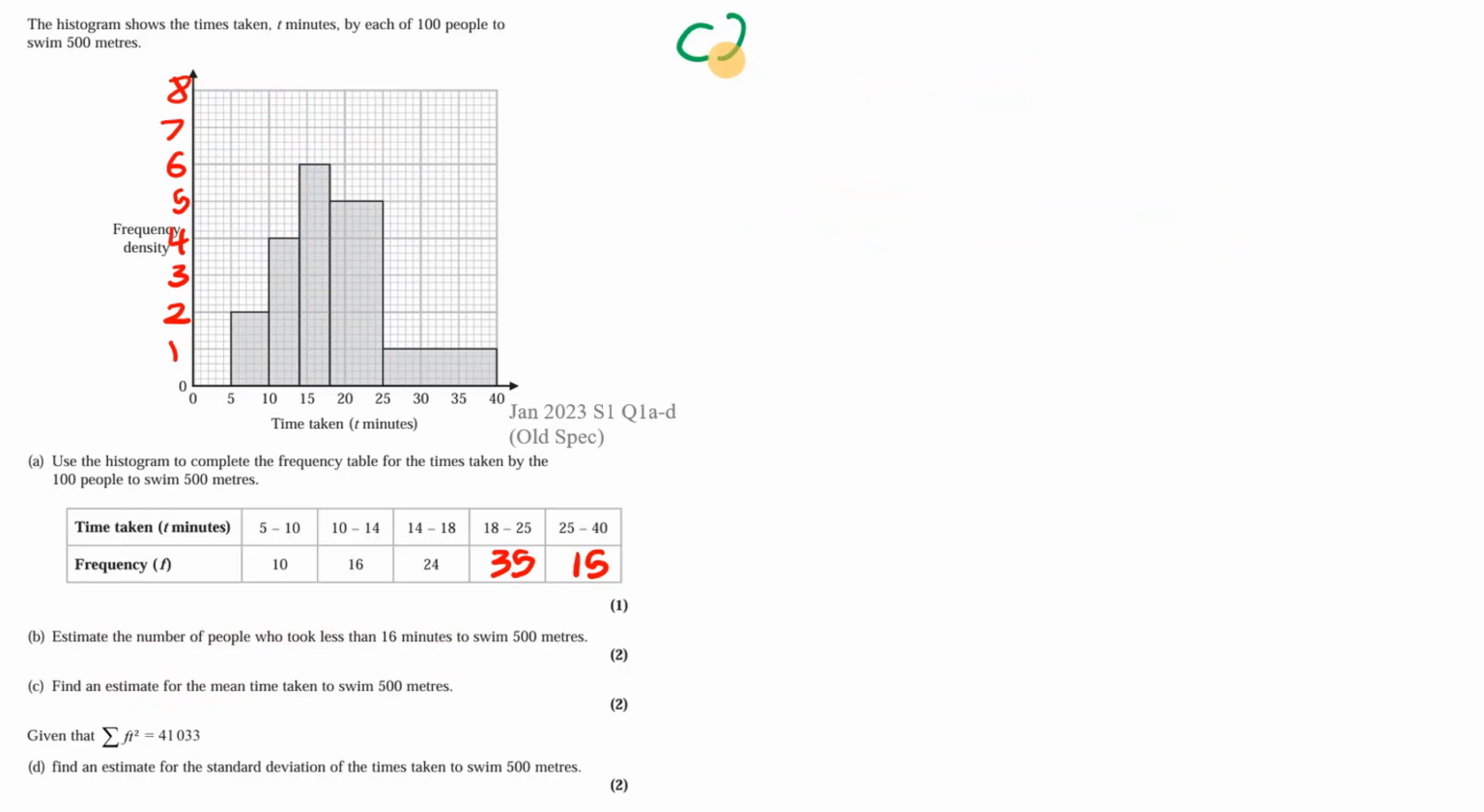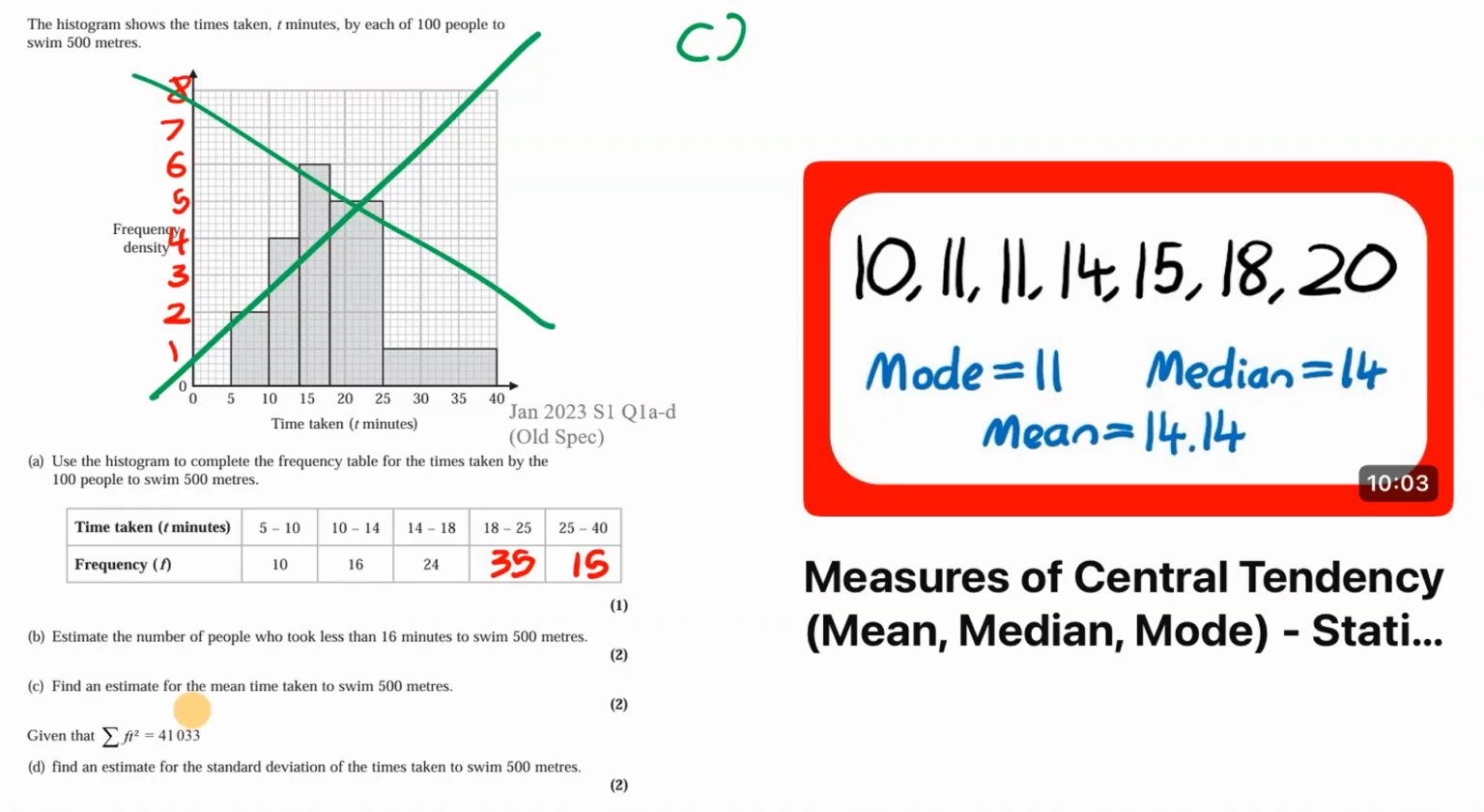Okay, and then for part C, we need to find an estimate for the mean time taken to swim 500 meters. Now, this is similar to the example from before, where we're not going to use the histogram here. It's a lot easier to use the grouped frequency table. And if you're ever in a situation where you need to estimate the mean for a histogram, I would recommend converting it to a grouped frequency table, as it makes the question a lot easier. So we talked about how to estimate the mean for a grouped frequency table in the measures of central tendency video. So go back to that if you need a reminder.